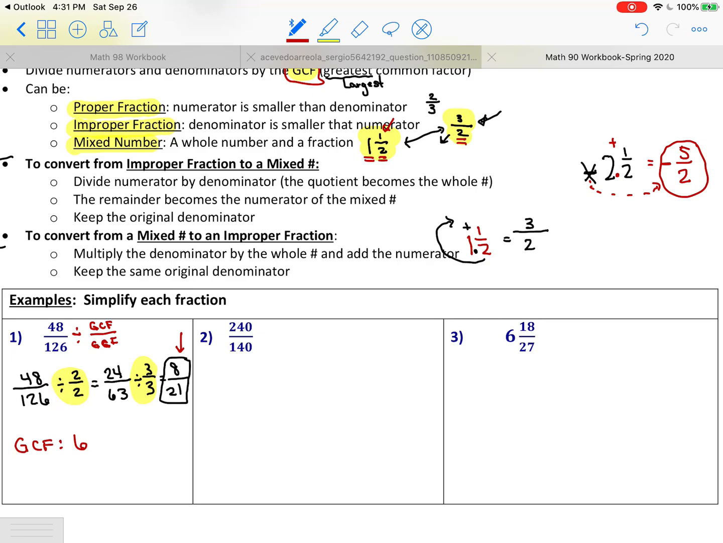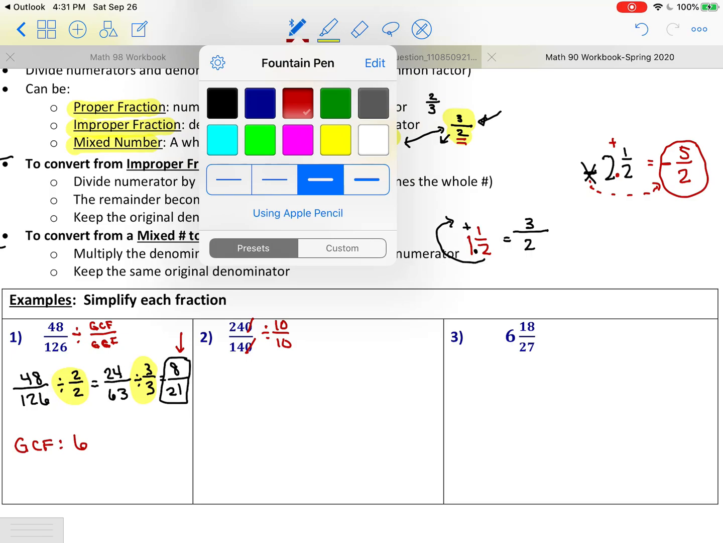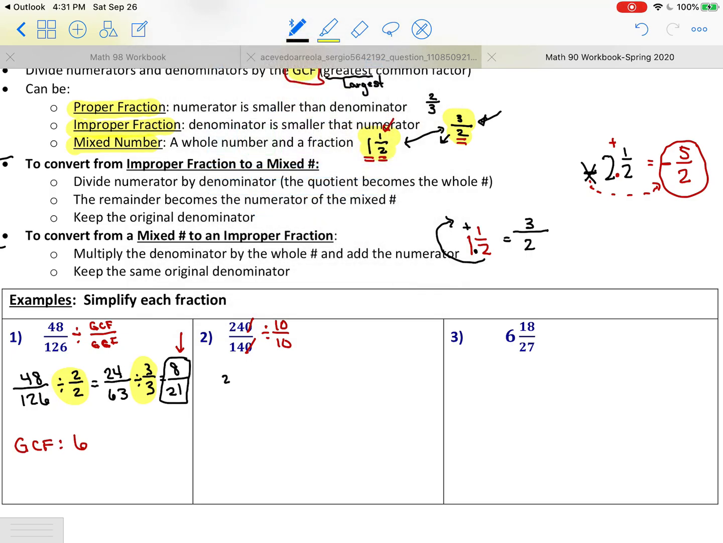Okay, so let's take a look at example number 2. Now, if we are simplifying and we know that both of these end in a 0, we can mark that 0 off the end. That's basically the same as dividing both of these by 10, numerator and denominator, right? But you can just simply cross that out on the end. Now, you can't cross a 0 out in the middle with a 0 that's on the end, but you can cross these out. So what we have left here is 24/14.